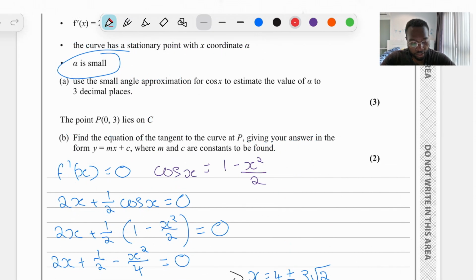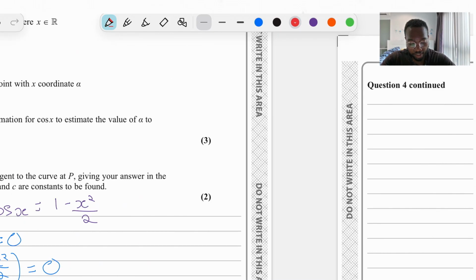Okay, and for the last bit, we have that the point P (0, 3) lies on C. We need to find the equation of the tangent to the curve at P, giving an answer in the form of y equals mx plus c. So for this question, now that we've got our points, let me go on to the next page. So right now, if I go back to this question, okay, what do we know? Well, we have the fact that x would be 0 in this question and y would be 3 because the point P is (0, 3).